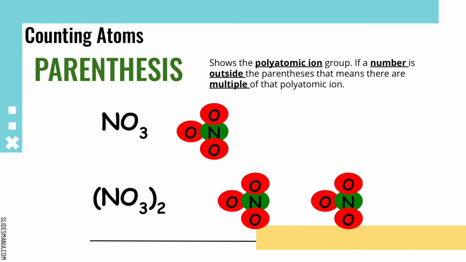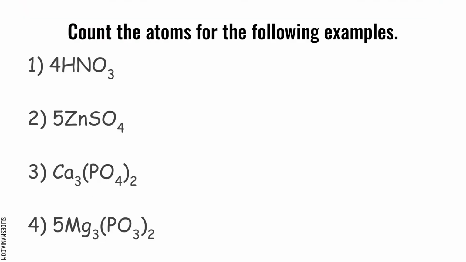Counting atoms with parentheses. It shows the polyatomic ion group. If a number is outside the parentheses, that means there are multiples of that polyatomic ion. So here, this is the nitrate ion, but with parentheses, we now know that we have 2 nitrate groups, here and here. So you try, count the atoms for the following examples.